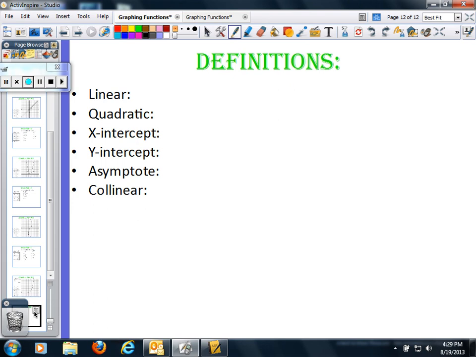Okay, these definitions are up here. You should be able to copy them down, and actually I forgot to write two other ones down. One of them was dependent variable, and then independent variable. You'll need to write these two down as well as part of your definitions.